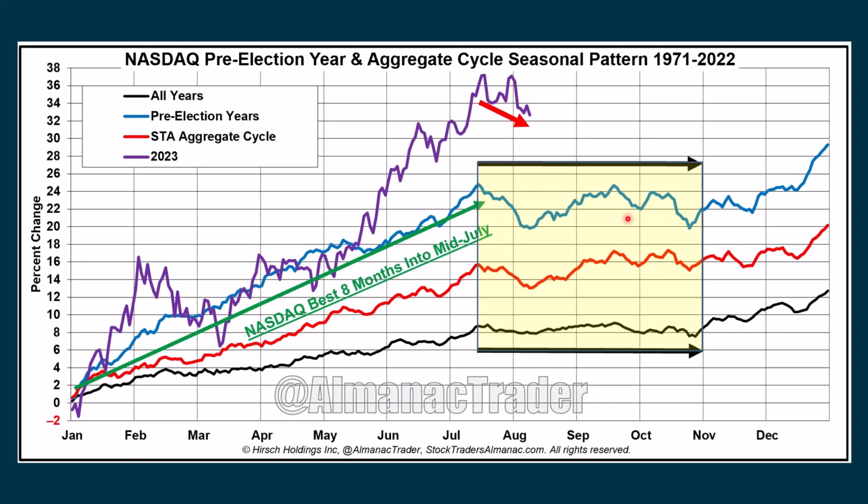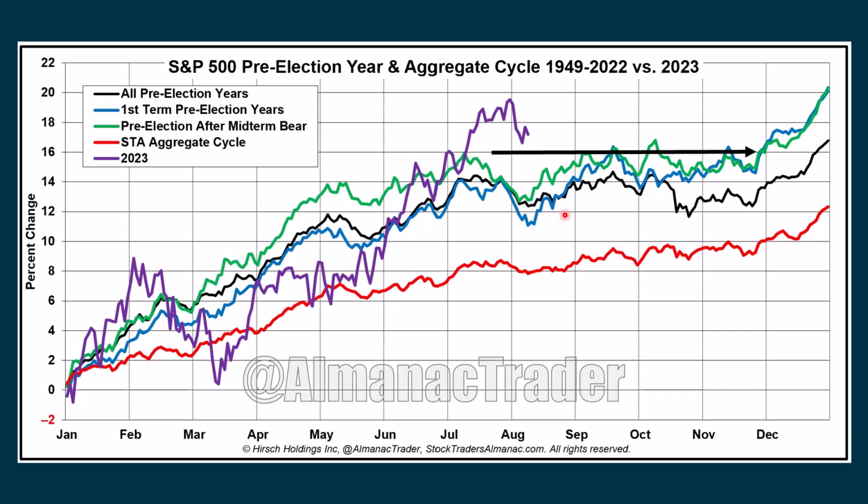Also keeping an eye on the NASDAQ. It seems like we've been watching this forever. Have we finally bottomed with this weakness that we see in August, and will we get some kind of a bounce out of this? Also, comparing where we're at right now with other pre-election years, we're in the pre-election after midterm bear. That's the green line, and that's the situation we're in right now. The purple line is the S&P 500. We do see some strength here going through the month of August.